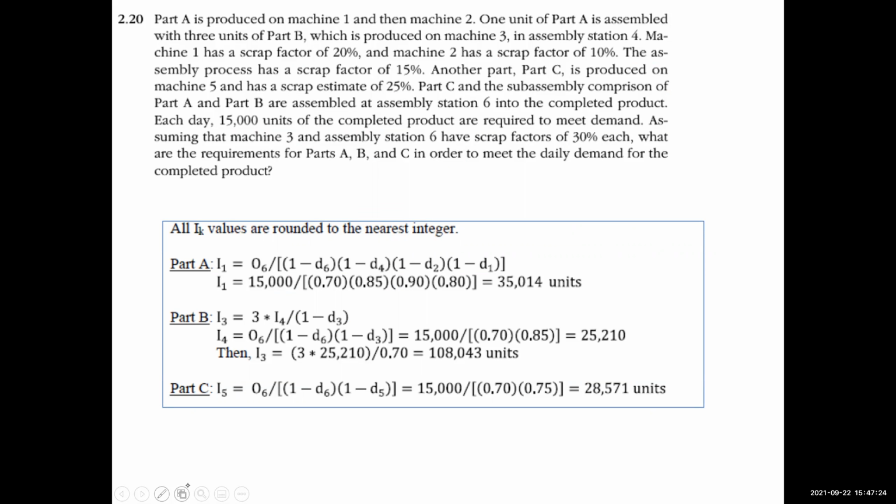This process looks like this. We have machine 1, machine 2, machine 3, and I believe the challenge for this type of problem is to make sure that you come up with the right representation. Once you get the right representation, the process is quite simple.